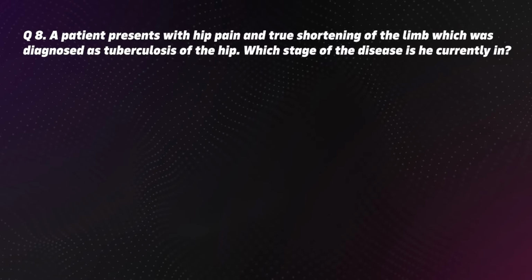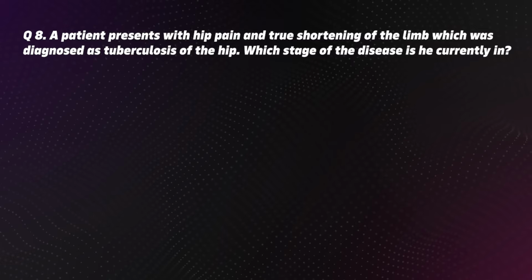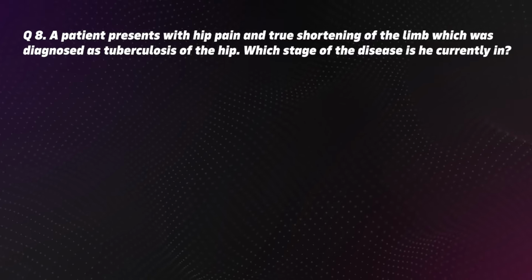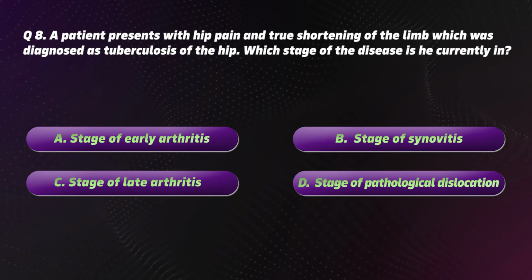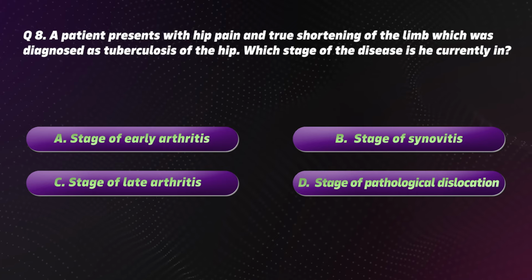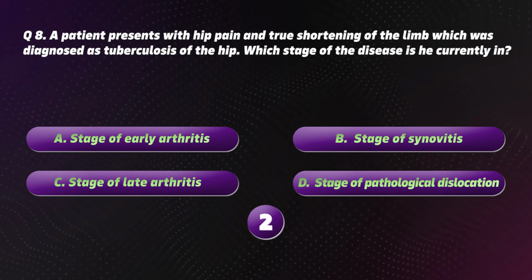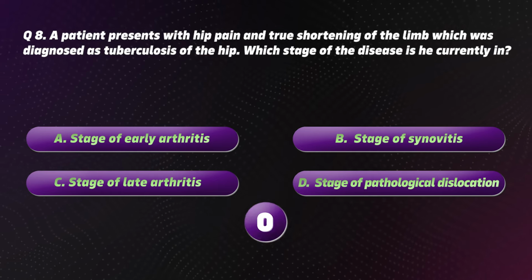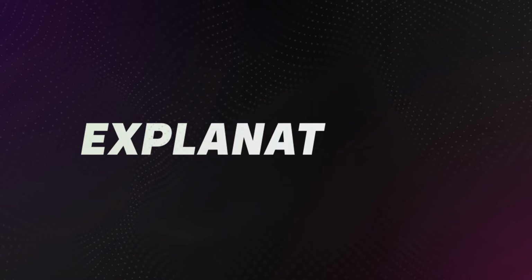Question 8. A patient presents with hip pain and true shortening of the limb which was diagnosed as tuberculosis of the hip. Which stage of the disease is he currently in? Here are the options. A. Stage of early arthritis. B. Stage of synovitis. C. Stage of late arthritis. D. Stage of pathological dislocation. And the correct answer is C. Stage of late arthritis. Here's the explanation.